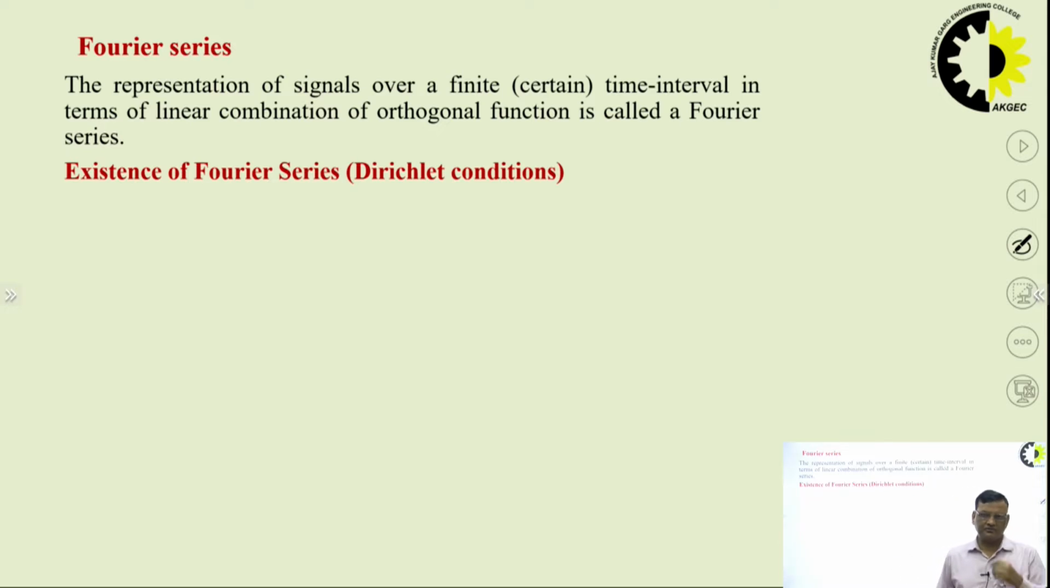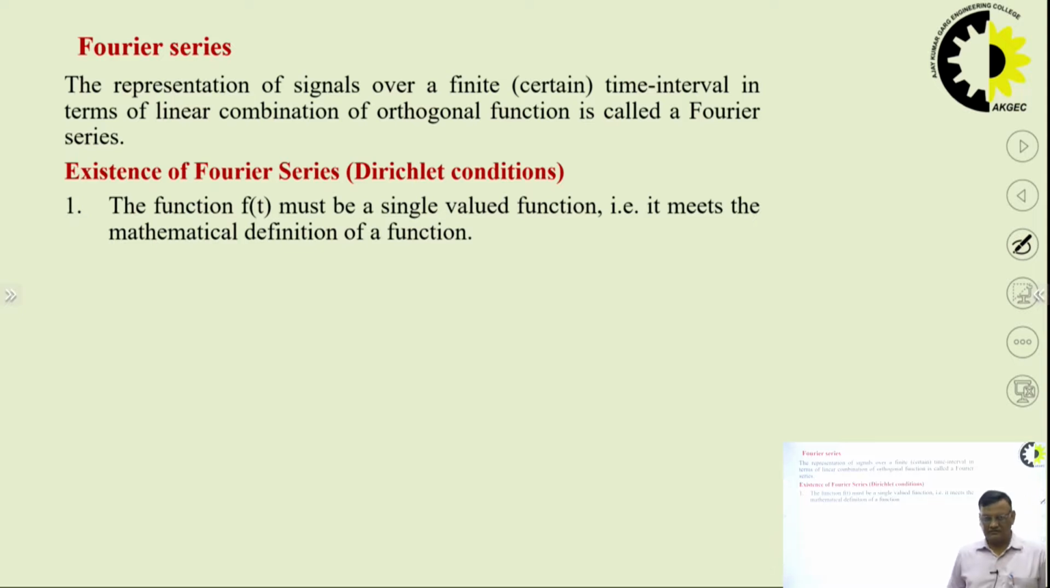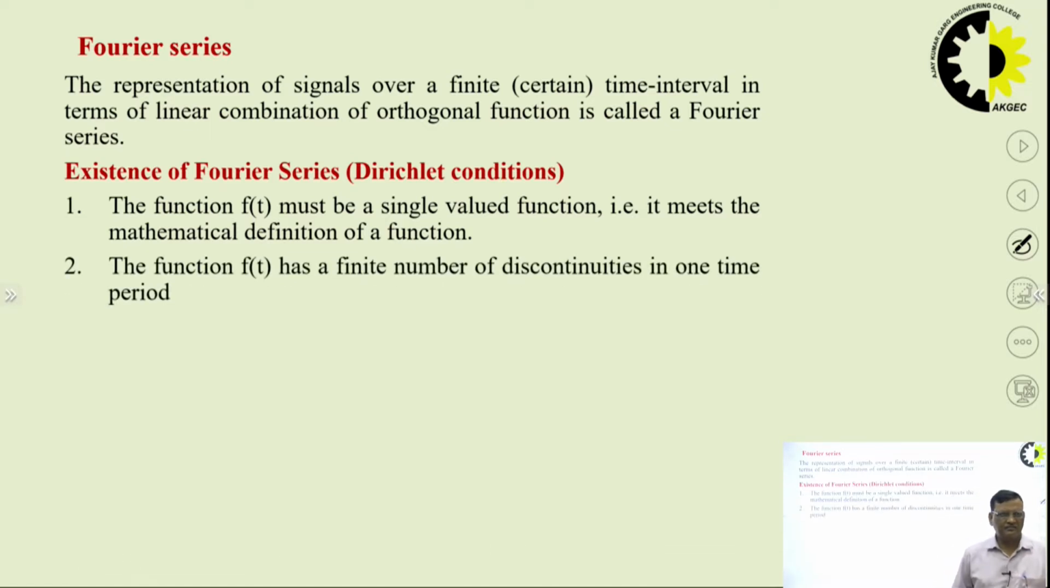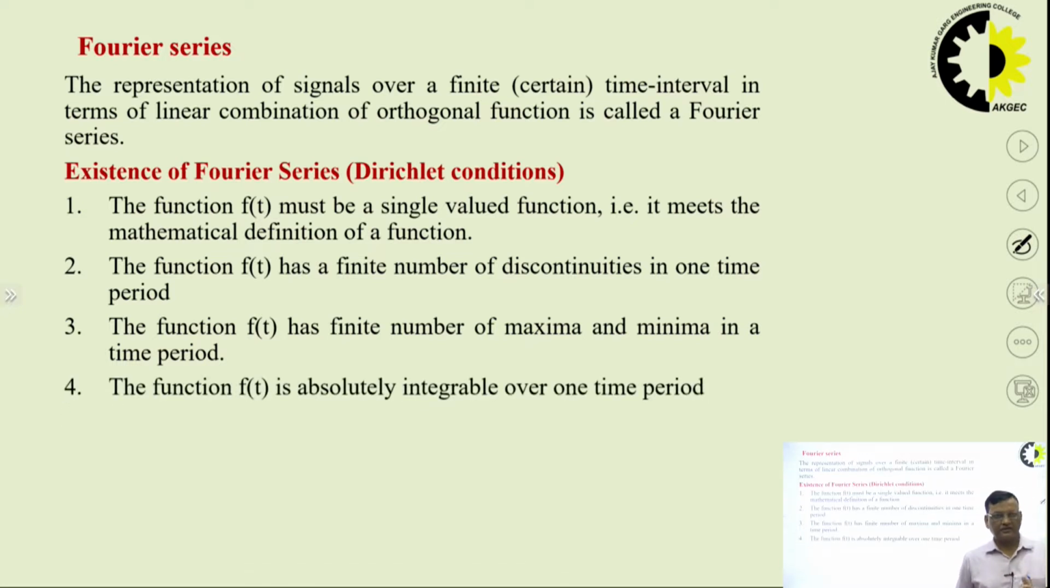is decided by some conditions, and these conditions are called Dirichlet conditions. They are: the function must be a single valued function, that is, it meets the mathematical definition of a function. Then the function has a finite number of discontinuities in a given time period. The third is that the function has a finite number of maxima and minima in a time period. And the fourth, the function is absolutely integrable over one time period.